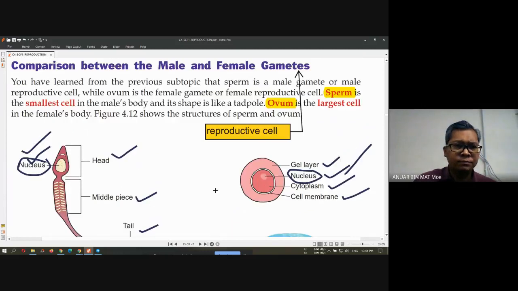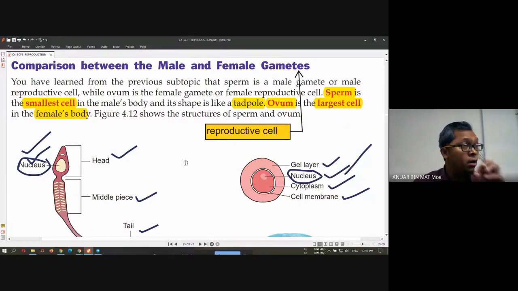So before I forget, there is another thing. Sperm is the smallest cell in the male body and shaped like a tadpole. You know what a tadpole is? Before the frog becomes an adult, it will become a tadpole first. And then what is the ovum? The ovum is the largest cell in the female body.